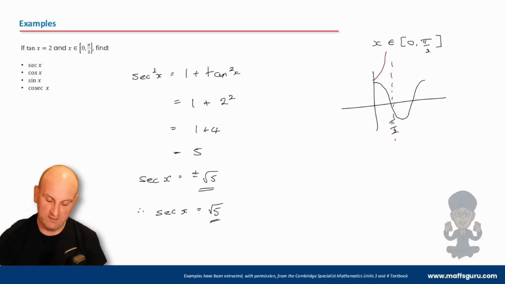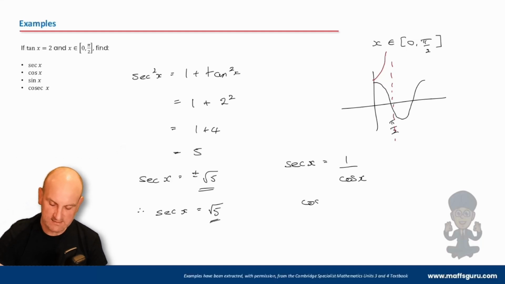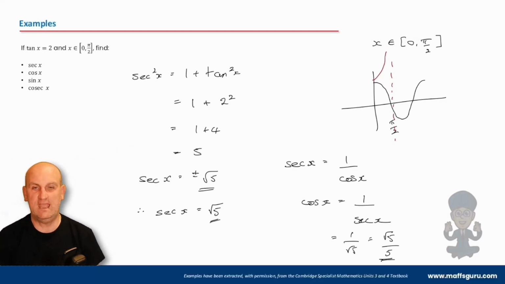What about the cosine of x? How on earth am I going to find the cosine of x? Sounds a little bit complicated. Not really, because if you remember, we know that sec x is 1 on cos x. So cos x must be 1 on sec x. And we know what sec x is, we've just worked it out. So it's going to be 1 on root 5, and rationalizing, we're going to get root 5 on 5. So again, to be honest with you guys, this is really just a trick.